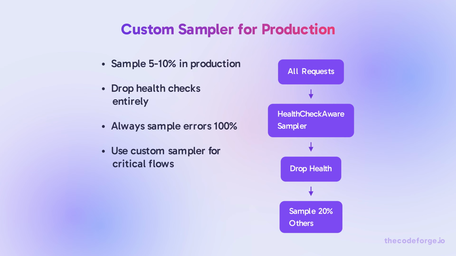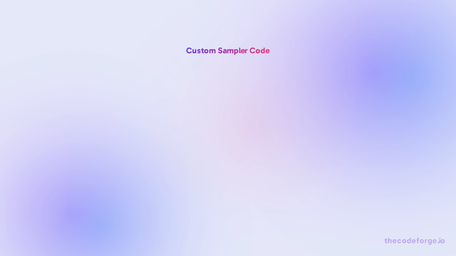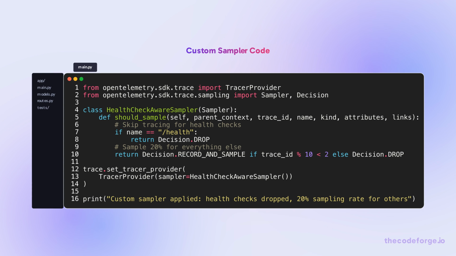In development, trace every request. In production, that costs real money. Smart teams use head-based sampling with a custom sampler that drops health checks and samples critical endpoints at a higher rate. This custom sampler drops health check traces and samples 20% of other requests. It prevents wasting storage on health checks while keeping visibility on real traffic.